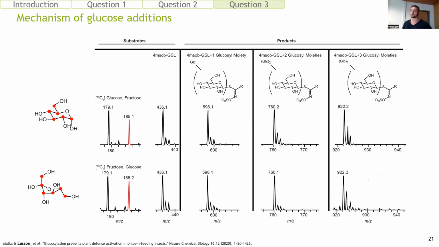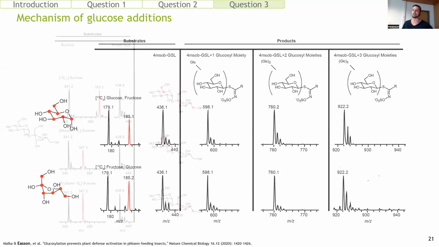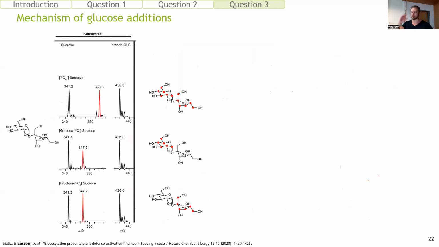There are other enzymes that can actually perform these reactions, though, and in a very similar set of experiments, and this is one of my favorite figures because I think it's rare that an experiment can work so well the very first time you do it. I was extremely lucky with this experiment, but containing similarly sucrose and phloem glucosinolate, this time the various labeled sugars are isotopomers of sucrose: fully labeled sucrose, glucose labeled sucrose, and fructose labeled sucrose.